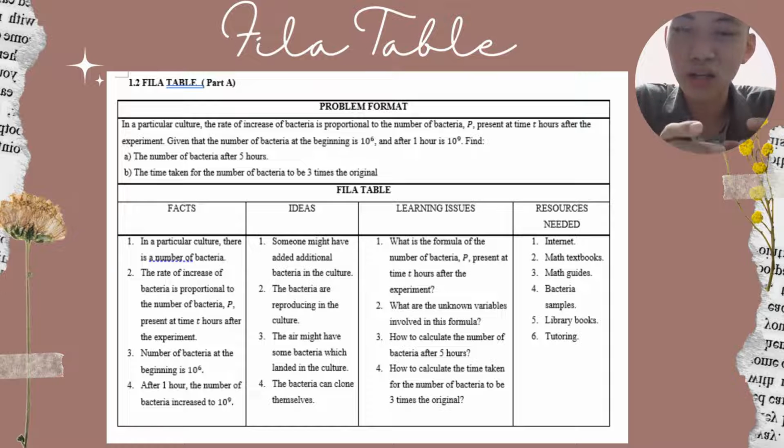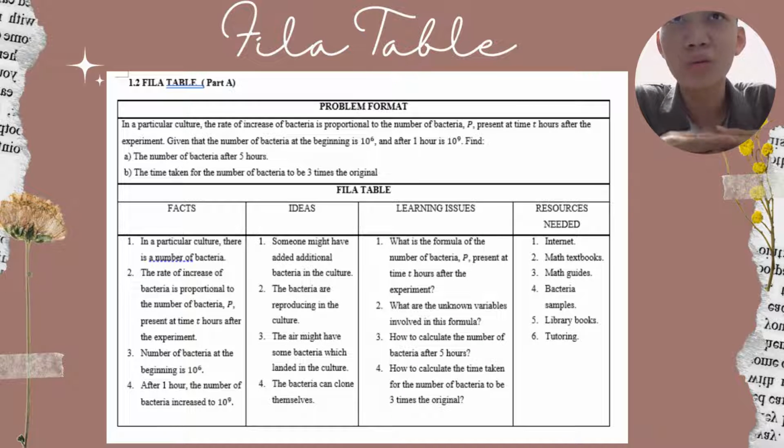The first fact given is that in a particular culture there is a number of bacteria. And the second fact is the rate of increase of bacteria is proportional to the number of bacteria P at times T hours after the experiment. The third fact is the number of bacteria at the beginning is 10 to the power of 6. And the fourth fact is after 1 hour, the number of bacteria has increased to 10 to the power of 9.